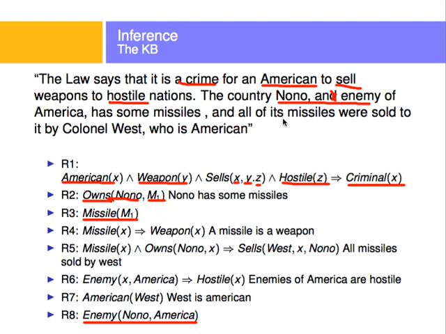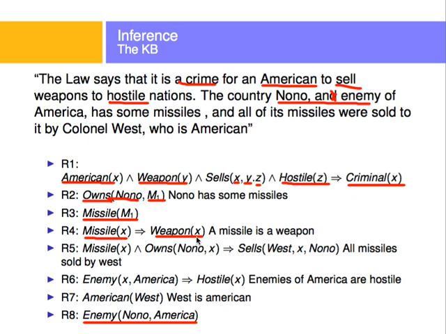And all of its missiles were sold to it by Colonel West. So, I also know that if X is a missile, X is a weapon, and here's why this is important: I know that No-No owns a missile, but I also know as a human that missiles are weapons, right? So when I say Weapon(Y), I can find a substitution via the missile. I need to arrive at this rule at some point to determine whether West is a criminal, and this rule talks about weapons, not missiles. So I need something that links a missile with a weapon.